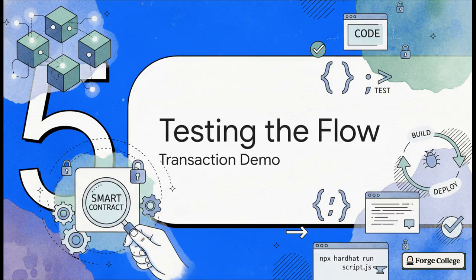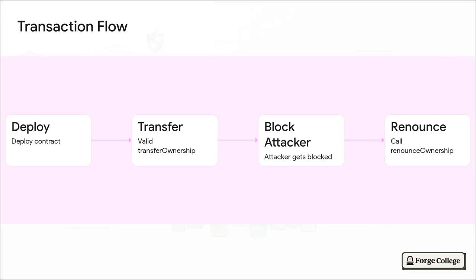Section 5. Testing the flow. Building the transaction demo. Because these mechanics are so powerful, we really have to verify them locally. At Forge College, we heavily emphasize that you shouldn't just write the code, you must test the entire lifecycle. So here's the chronological sequence of our test script.